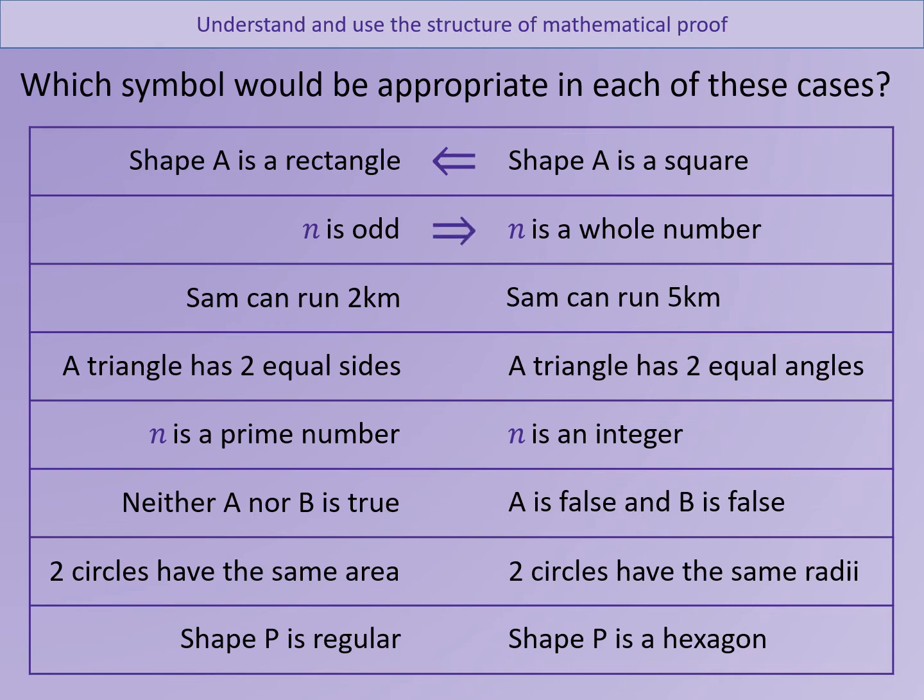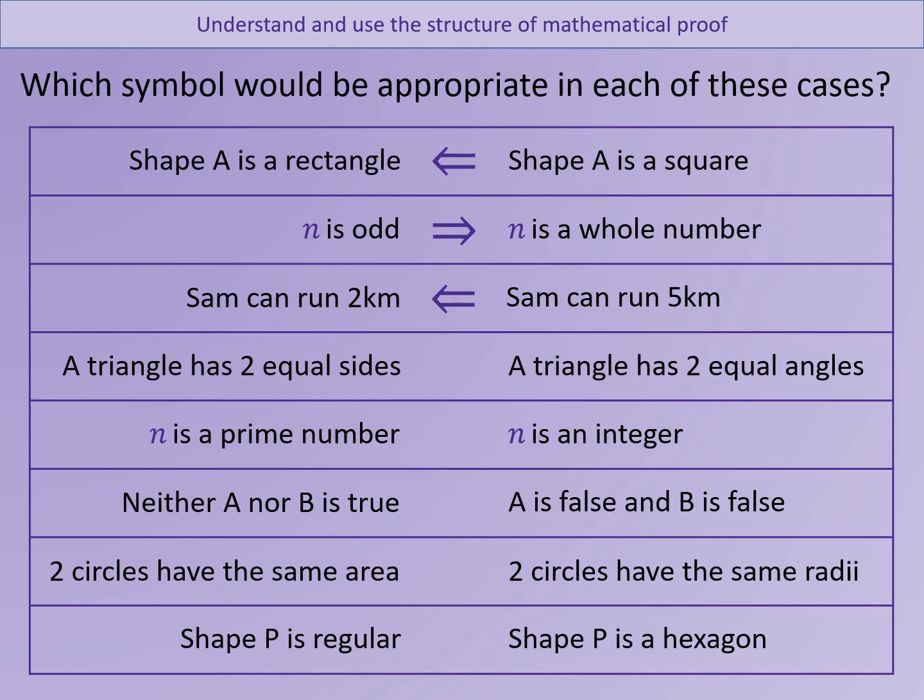In number two, our symbol is going from left to right. If we have an odd number in front of us, then it has to be a whole number. But if we have a whole number in front of us, it doesn't necessarily mean that it's odd. So just left to right in this example. Number three, we're going from right to left. If we can run 2 kilometers, it doesn't necessarily mean we can run 5, but if we can run 5 kilometers, then it does imply that we can run 2. So right to left in this particular example.